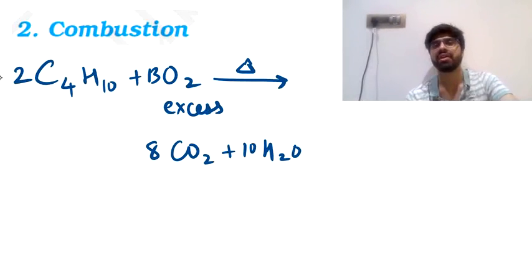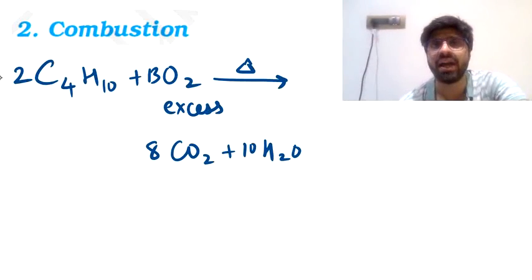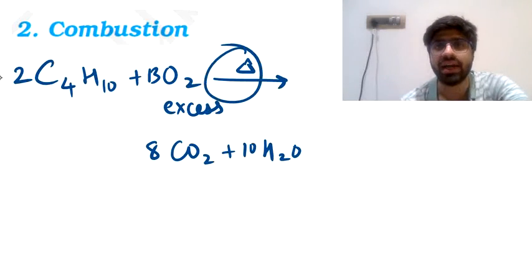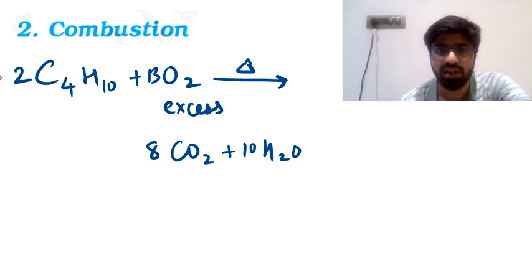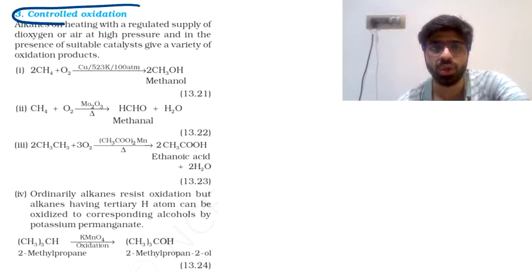Okay, so that's how you can write the combustion reaction. And like I said, combustion is the burning of any hydrocarbon with excess of oxygen or excess of air at a high temperature. That complete combustion will give you only and only carbon dioxide and water. Going ahead with the next reaction, that is controlled oxidation.